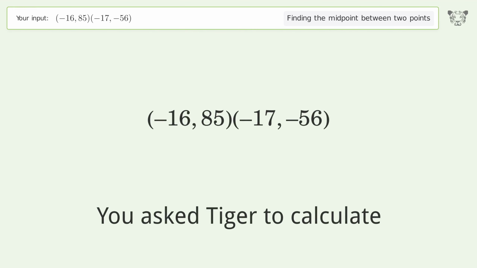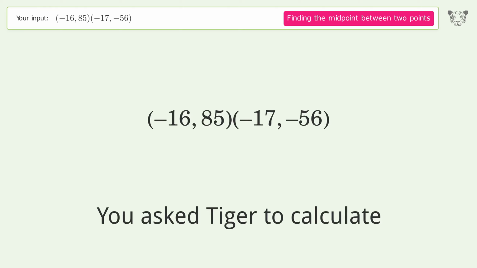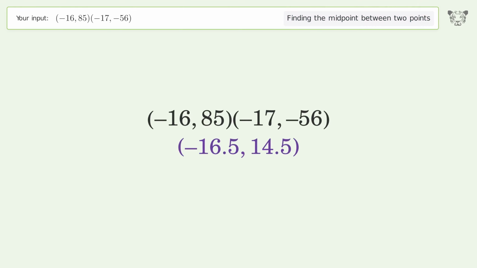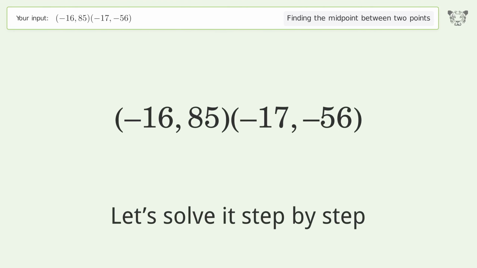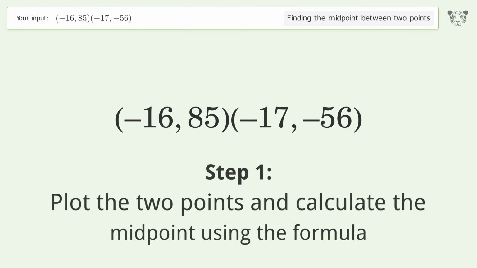You ask Tiger to calculate. This deals with finding the midpoint between 2 points. The midpoint between the 2 points is negative 16.5, 14.5. Let's solve it step by step. Plot the 2 points and calculate the midpoint using the formula.